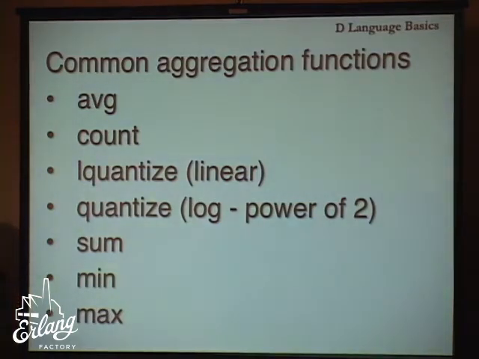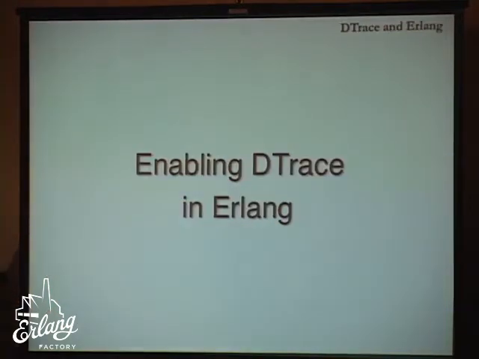So DTrace also has a lot of common aggregation functions, super useful, that let you do all sorts of interesting aggregation and histogram type operations. There's average and count, which do what's advertised on the tin. There's lquantize, which generates a linear histogram. There's quantize, which generates a log power of 2 histogram. There's sum, min, max. There's actually about 10 other ones I didn't put on the slide. These are the most common ones that I see.